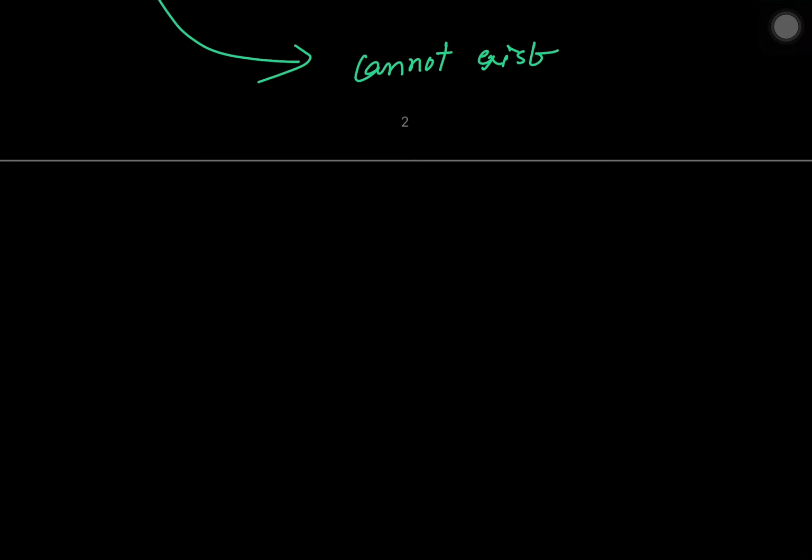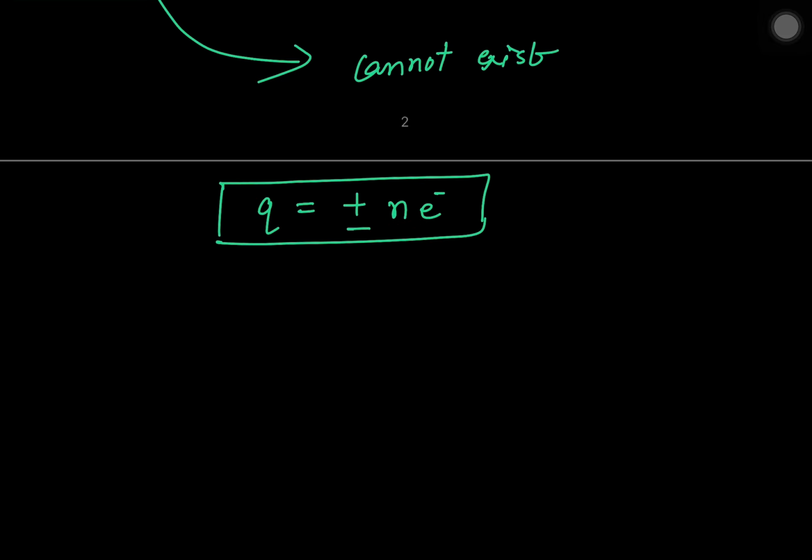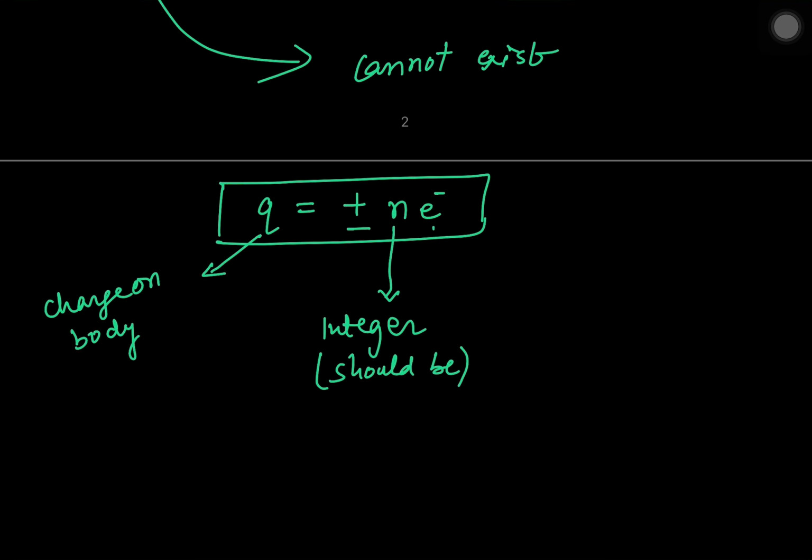So we can write it as follows: Q is equal to positive, negative n times the charge on one electron. Here Q represents the charge on the body or the system. Here n represents an integer, it should be an integer. And e shows the charge on an electron or the fundamental charge, that is 1.6 into 10 to the power minus 19 coulomb. So this is the mathematical expression showing the quantization of electric charge.